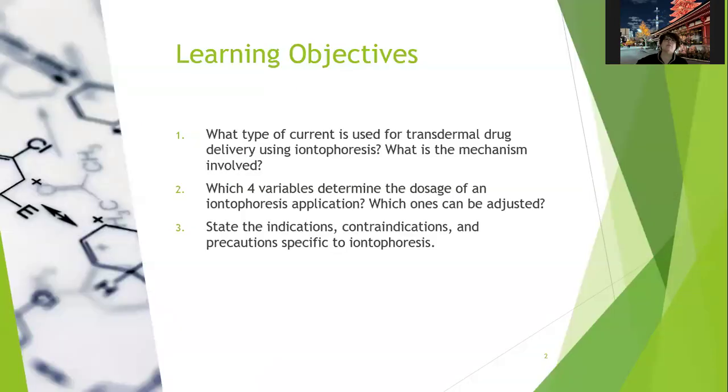So what type of current is used for transdermal drug delivery? And we know it's direct current, and we'll talk about the mechanism involved. The four variables that determine dosage of an iontophoresis application and what can be adjusted, and indications, contraindications, and precautions specific to iontophoresis. So all of the contraindications and precautions for electrical stim also apply to ionto, but there are some specific ones just for ionto.